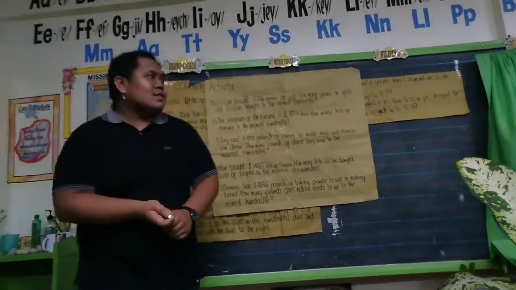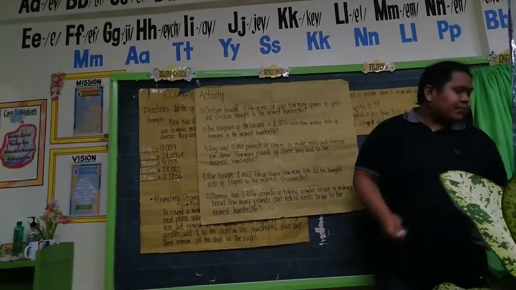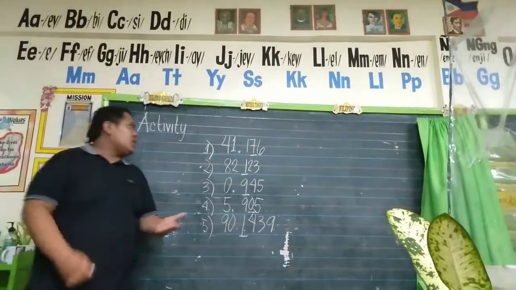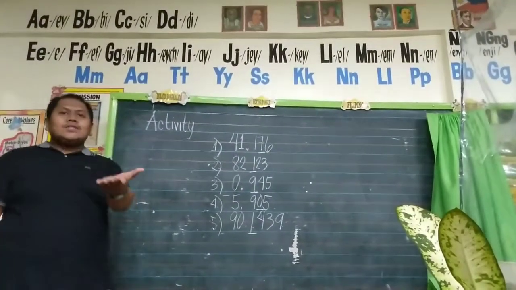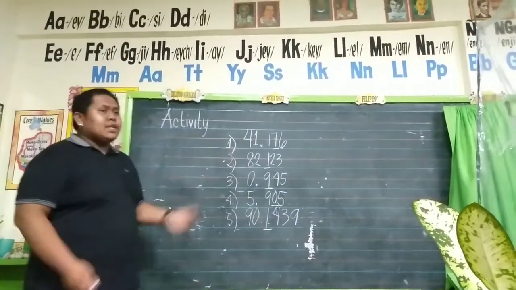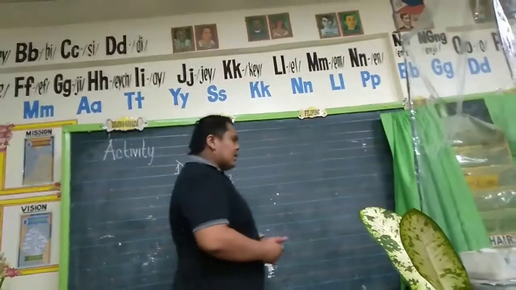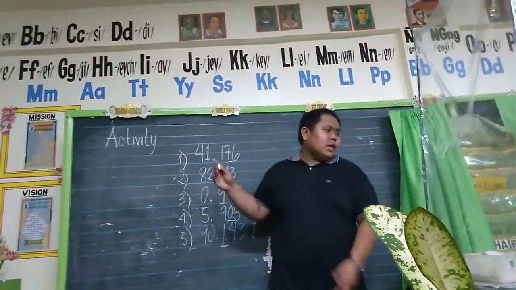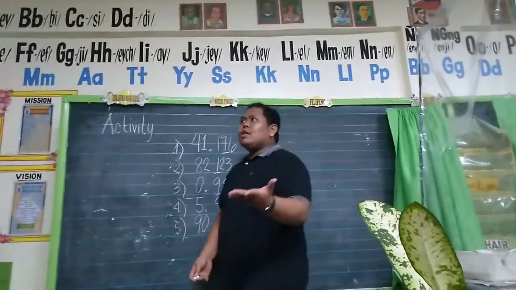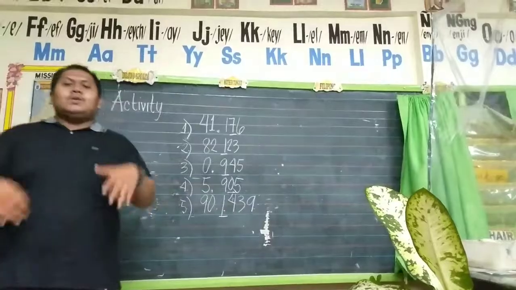Very good. So, okay, I have here another activity for you to answer. Answer this activity on a one-whole sheet of paper. Round each number to the underlined place value. And I will only give you 10 minutes to answer this. So, you may start.